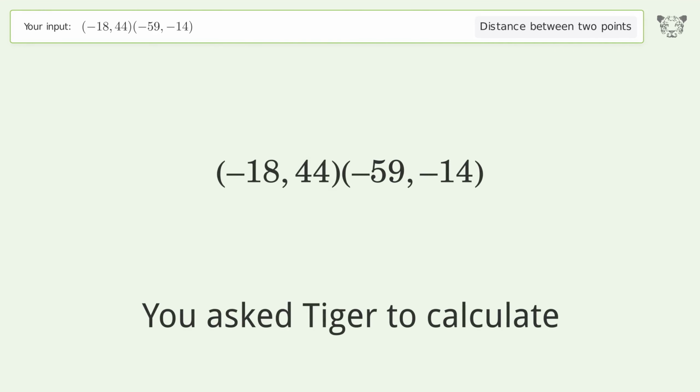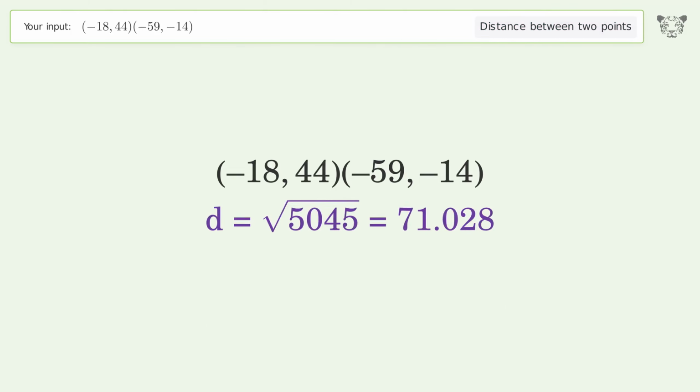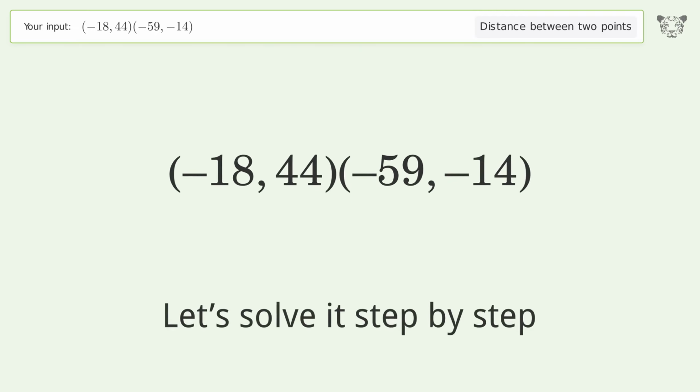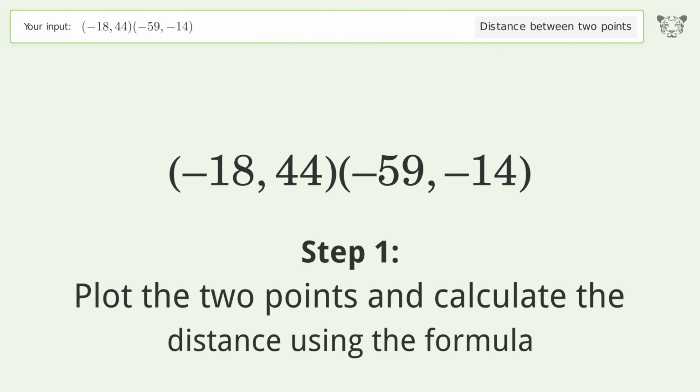You ask Tiger to calculate. This deals with the distance between 2 points. The distance between the 2 points is the square root of 5045, or 71.028. Let's solve it step by step. Plot the 2 points and calculate the distance using the formula.